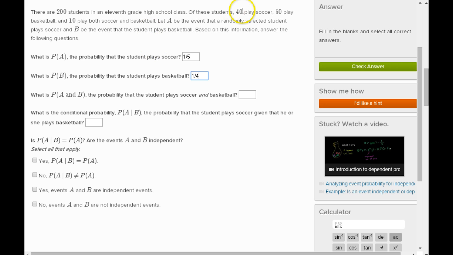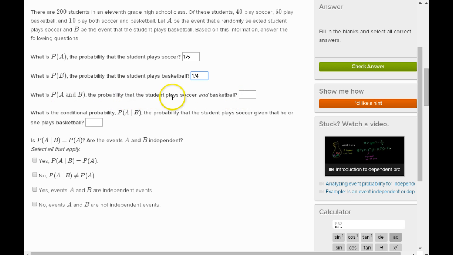And where am I getting that from? That's 40 over 200 right here. The soccer was 40 over 200, and that reduced to 4 over 20, which reduced to 1 over 5, and 50 over 200, which reduced to 5 over 20, and then that became 1 over 4. You can do that math if you want.